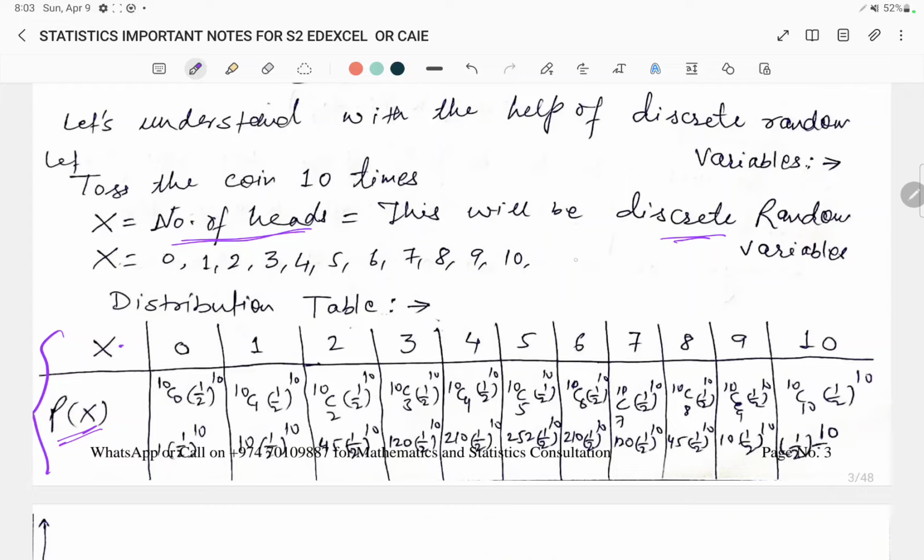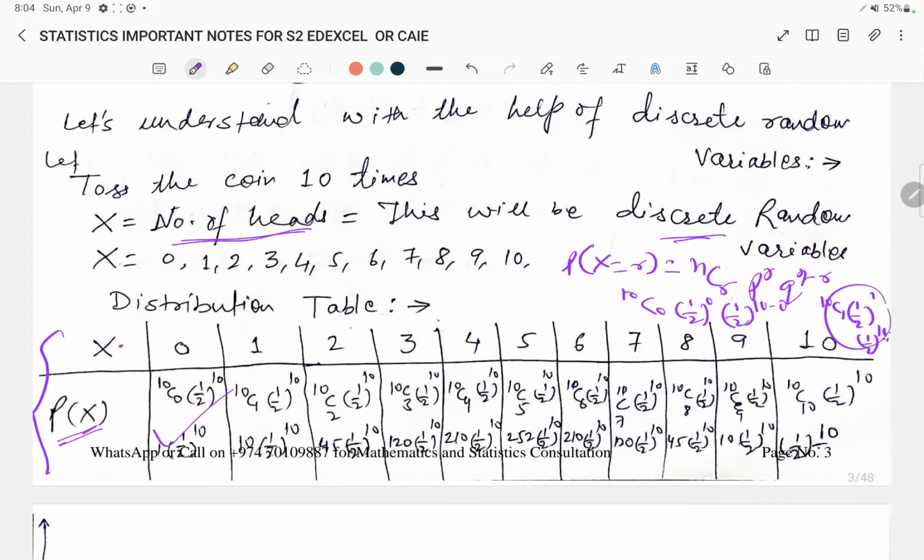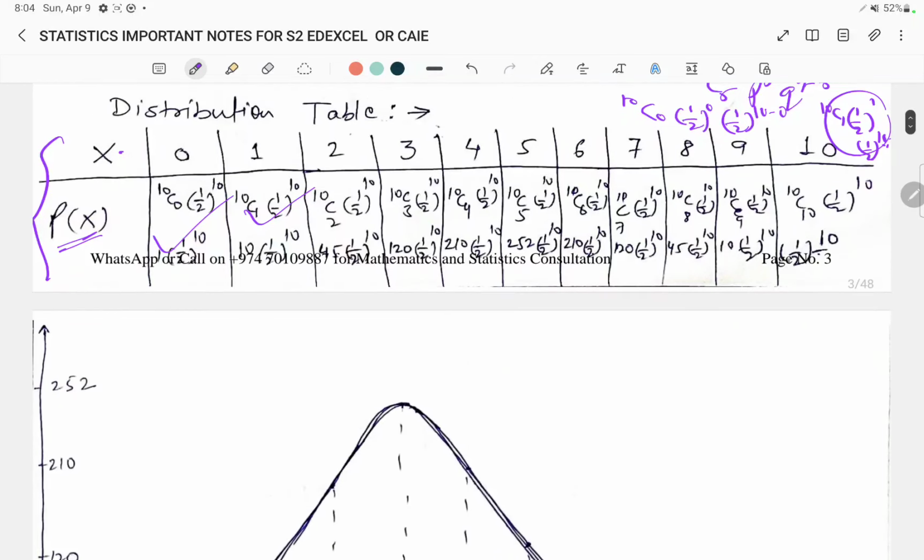How you will form it, I will explain. P of x equals r is nCr p to the power r q to the power n minus r, right? Here the probability of head is half, and not head, q, is also half, since 1 minus half is again half, and n is 10. So here this is 10C0 half to the power 0 and half to the power 10 minus 0, so basically 10C0 half to the power 10. Now again here 10C1 half to the power 1 and half to the power 10 minus 1, right? Just calculate, and you will get this table.